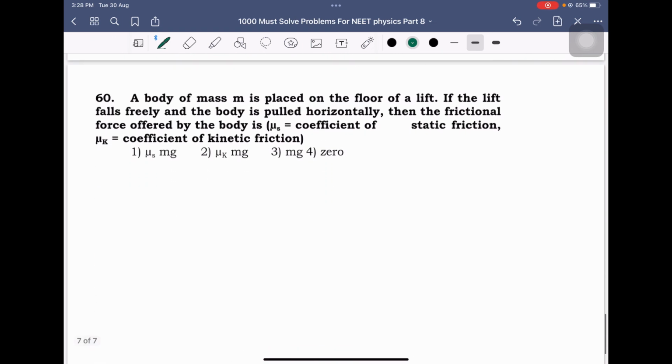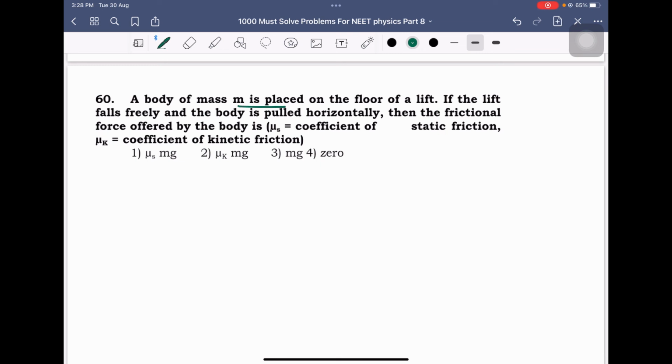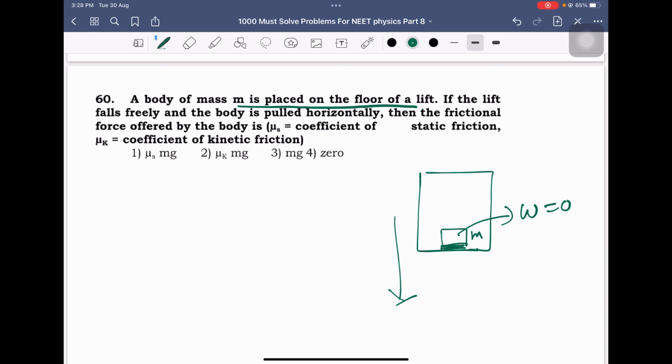Next, last question. A body of mass m is placed on the floor of a lift. If the lift falls freely, so there is a lift and a body of mass m is placed here. Lift falls freely means this mass experiences weightlessness, meaning its effective weight is 0, or the reaction force between the floor of the lift and the mass is 0. So what happens? Frictional force is equal to mu s into reaction force. If the reaction force is 0, frictional force becomes 0.